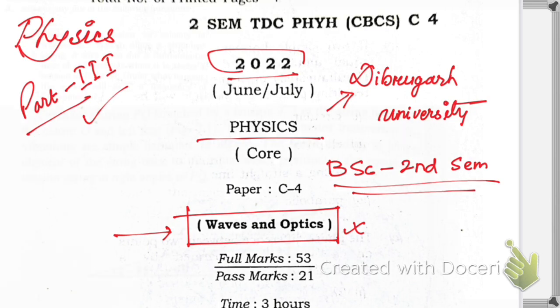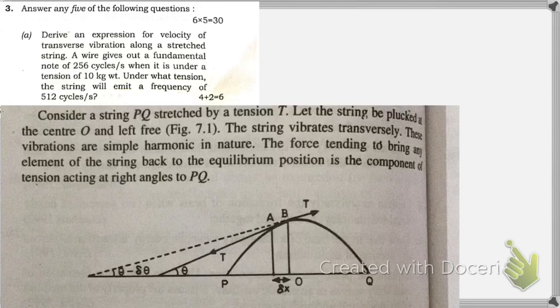So now let's start with question number 3. We have already solved 1 and 2 in the first two parts. Here you see this is question number 3a: derive an expression for velocity of transverse vibration along a stressed string.